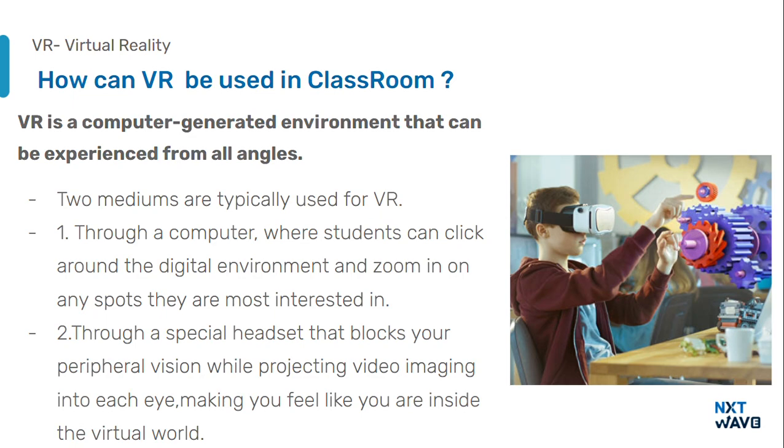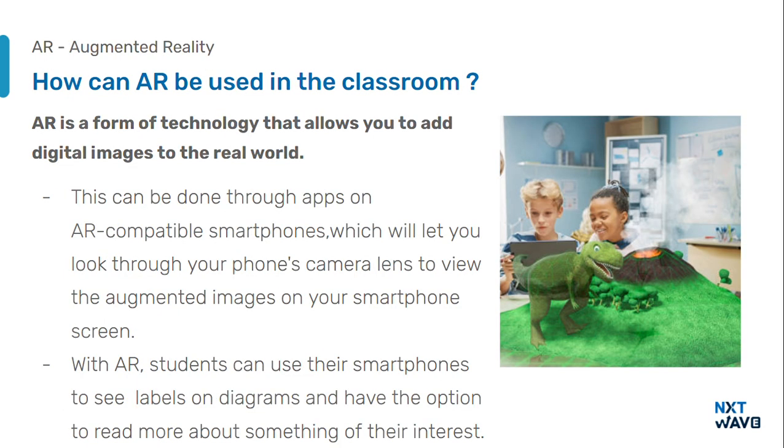Through a special headset, we can block our peripheral vision while projecting the video images onto our eyes. This makes us feel as if we are inside a whole different virtual world. In this image, we can see kids learning virtually with the help of a virtual reality headset in their own classroom itself. This is a good example of how virtual reality can be implemented in a classroom.